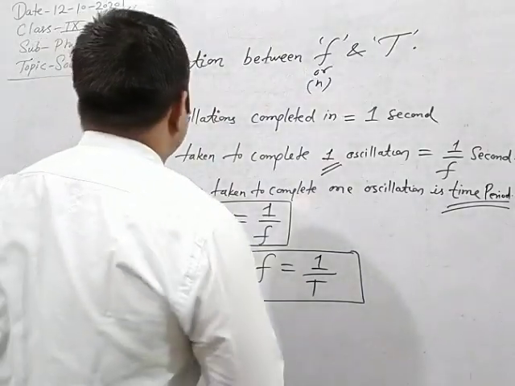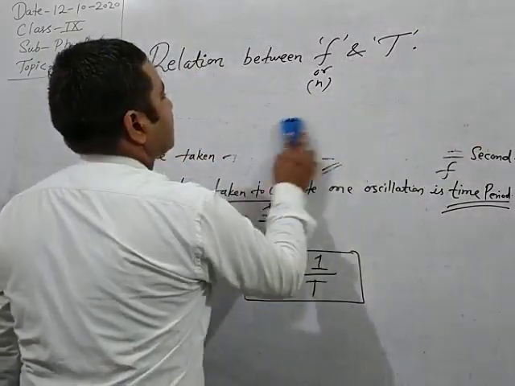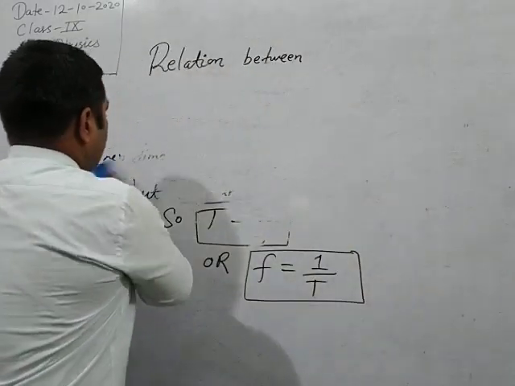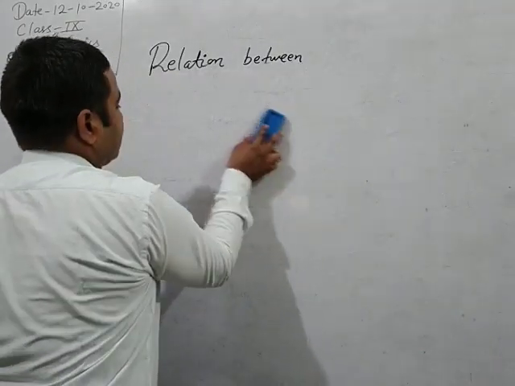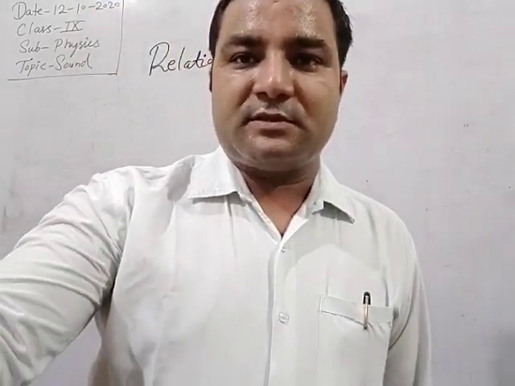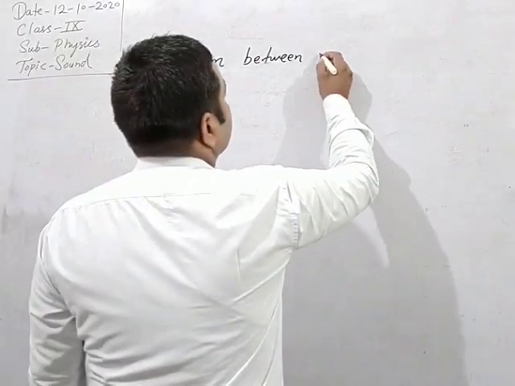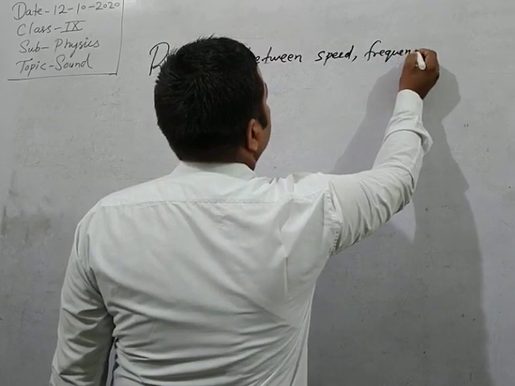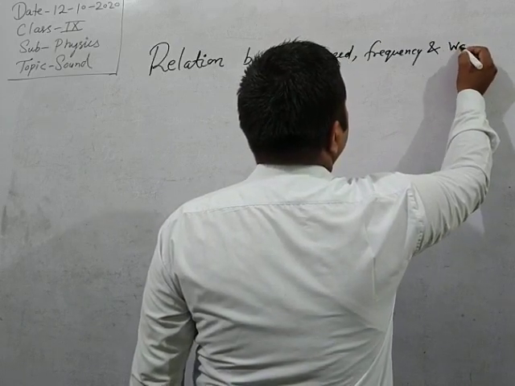And then after this, the next concept is what? A relation between frequency, wavelength and speed. Frequency, wavelength and speed of sound. A relation between speed, frequency and wavelength.